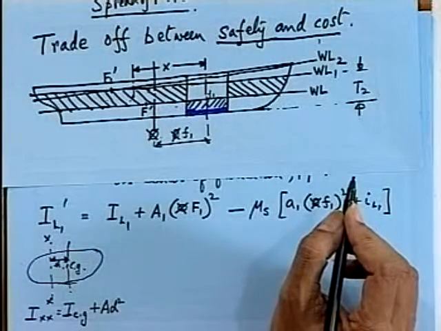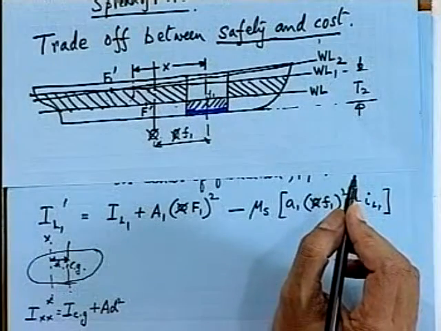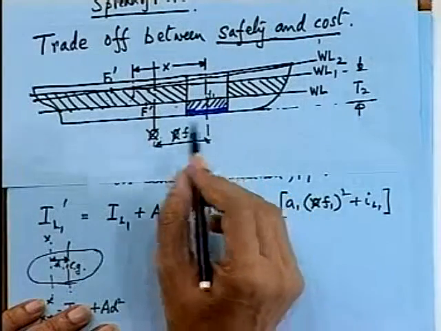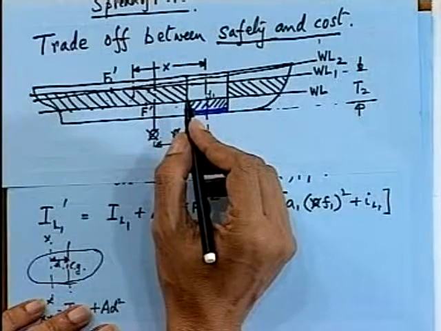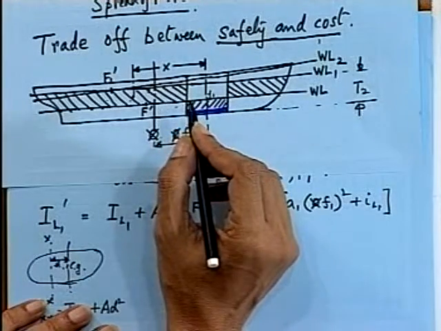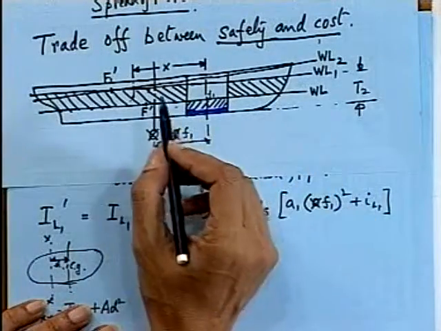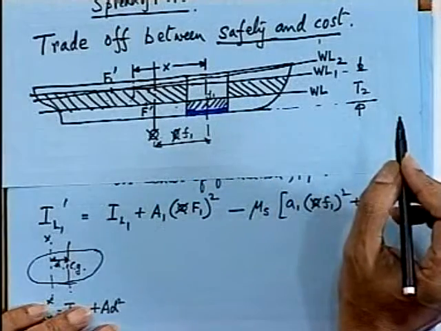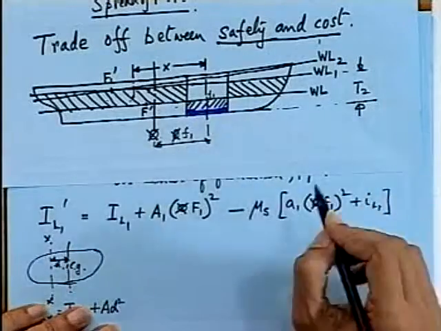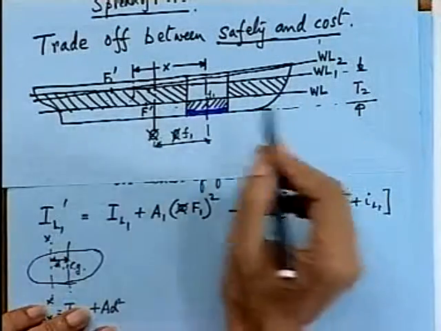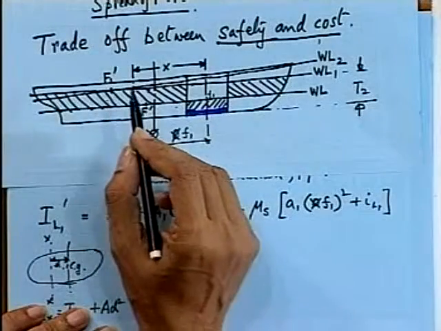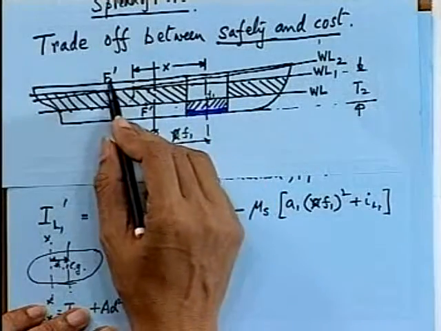Now you transfer this to the original axis. Oh sorry, I have done the calculation with waterline L1. Sorry, this is with waterline L1. Yes, now it's okay. So now you transfer this to the axis which is passing through F1 prime.